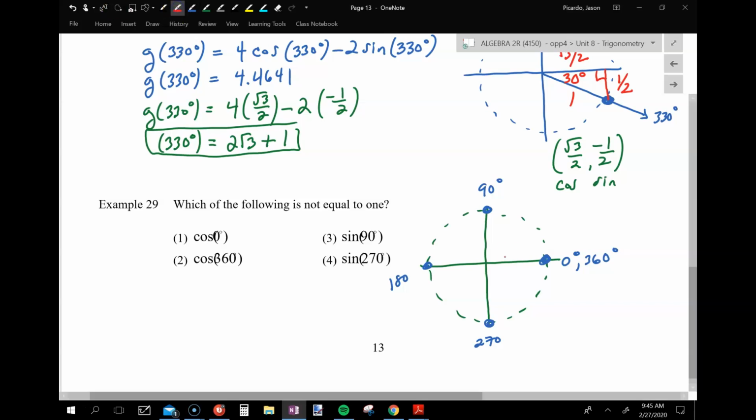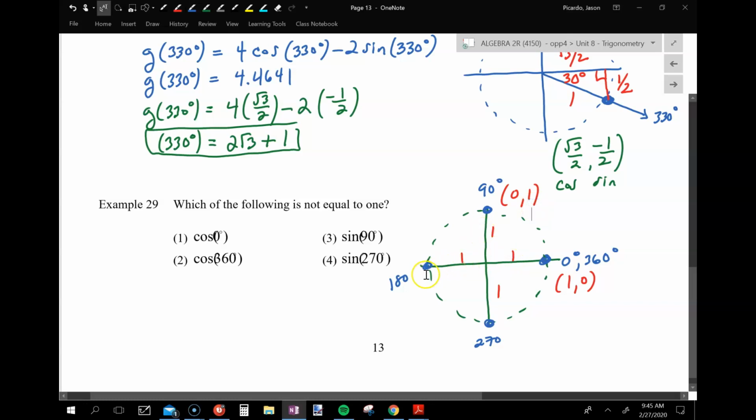So I know that what? This length is 1, 1, 1, and 1. So how do I get to this point? I go to the right one. Do I go up or down at all? No, so that's the point 1, 0. And what's the point at 90 degrees? 0, 1, yep. And what's the point at 180 degrees? Negative 1, 0. And at 270? 0, negative 1. There you go.